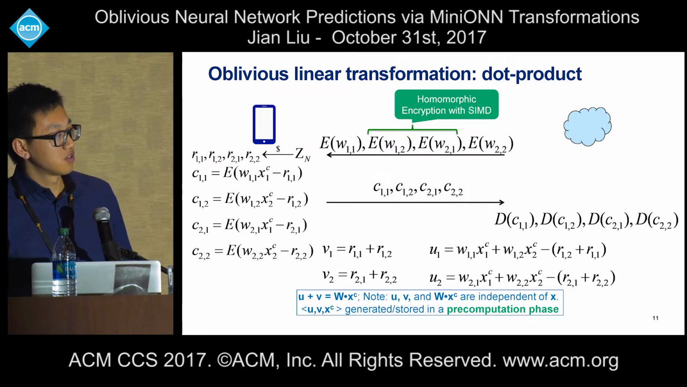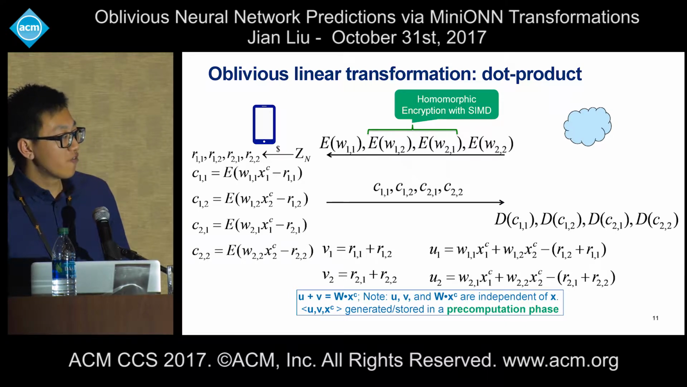We first have the server encrypt the elements in W using a homomorphic encryption and send them to the client. And the client multiplies xc to W and masks it with some random numbers generated by itself, and then returns the ciphertext. The server decrypts the ciphertext and adds together all the elements corresponding to each row. At the same time, the client also adds the R values corresponding to each row.